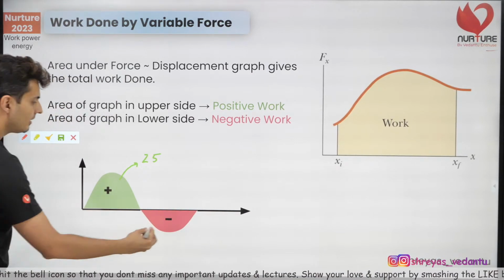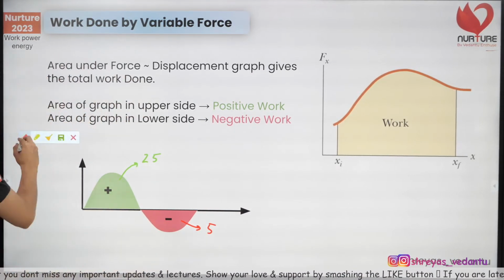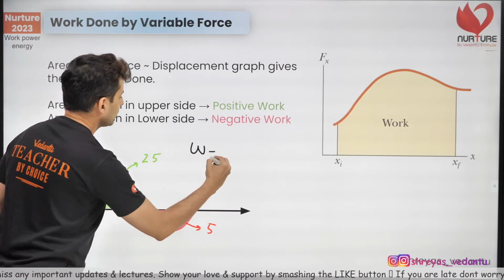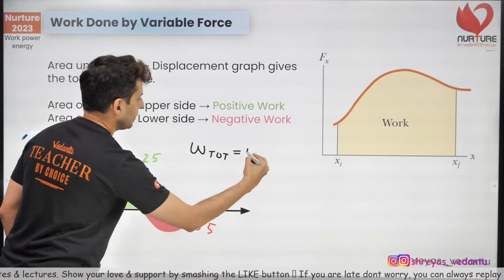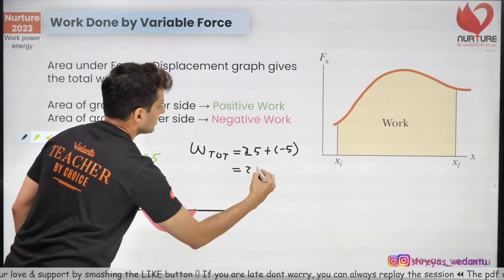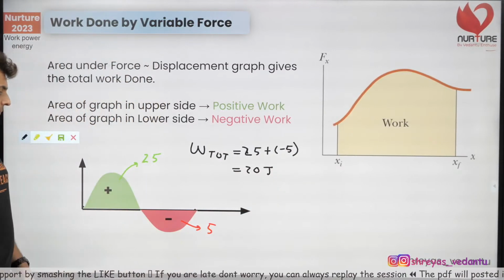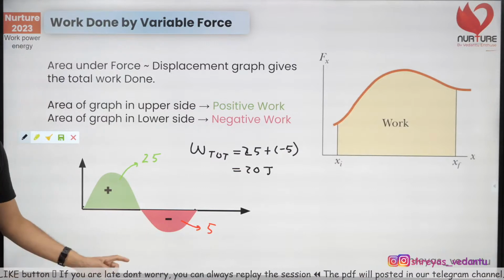And if I calculate this area, let's say it comes out to be, I don't know, just 5. Then if I ask you what is the total work done from here to here, the answer will be 25 plus minus 5, which is just 20. So that's the answer. So here the work is positive, here the work is negative. Keep this in mind.